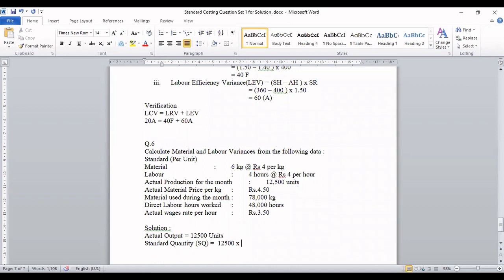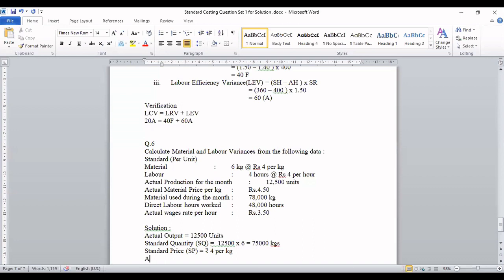For making 1 unit, you need 6 kg of raw material. So for 12,500 units, what will be the standard quantity? 75,000 kg. Correct? Yes, sir. Now standard price, which we denote by SP. Tell me. Rupees 4 per kg. Exactly, rupees 4 per kg. Everyone understood?